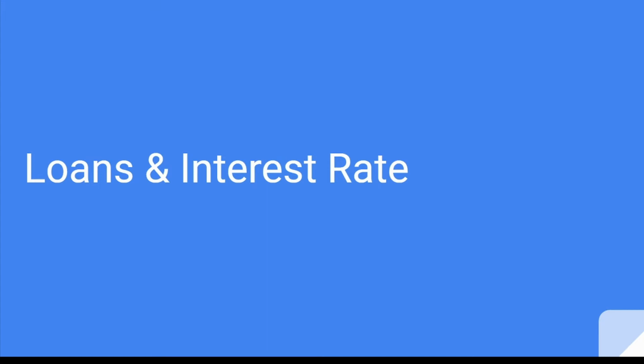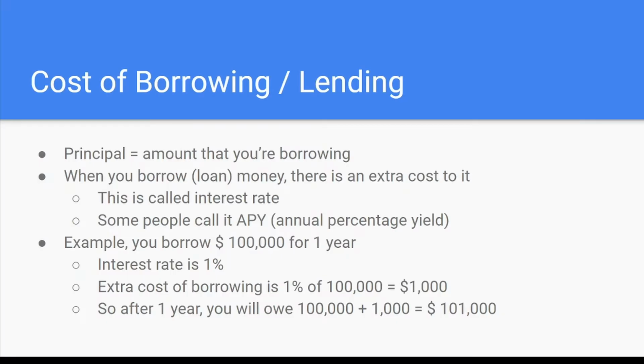In today's video, we're going to talk about loans and interest rate. Interest is the cost of borrowing. Principal is the amount that you're borrowing. And when you borrow money, there is an extra cost to it. This is called interest rate. Some people call it an APY, which stands for annual percentage yield.